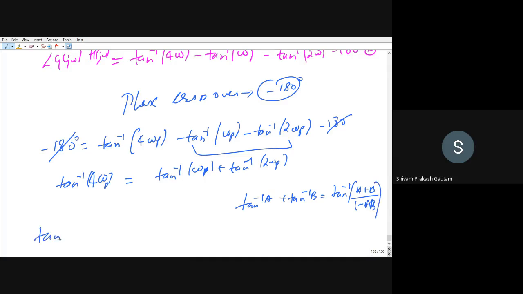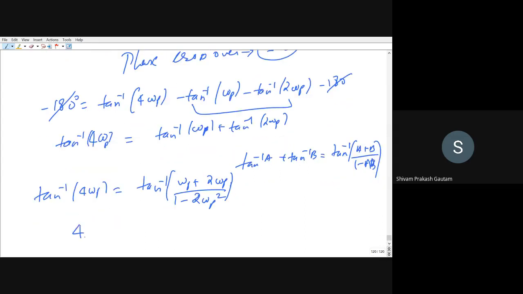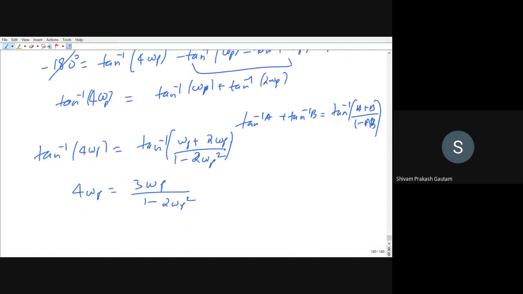So we will do that. Tan inverse of 4 omega p is equal to tan inverse of (omega p plus 2 omega p) divided by (1 minus 2 omega p square). So tan inverse will cancel out, and we will have 4 omega p equal to 3 omega p upon (1 minus 2 omega p square). Cross multiplying, the denominator being 1, we will have 4 omega p minus 8 omega p square, sorry, cube, is equal to 3 omega p.